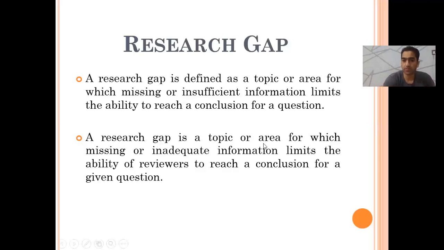Then we have another definition of the research gap. A research gap is a topic or area for which missing or inadequate information limits the ability of the reviewers to reach a conclusion for a given question. So again, it's about any area that you feel can be improved. You can contribute towards the theory. You can contribute towards the body of knowledge. You can call it anything, but that contribution can be in terms of the model, or it can be in terms of the variable. You are adding another variable in a theory. So that variable is going to be your contribution.